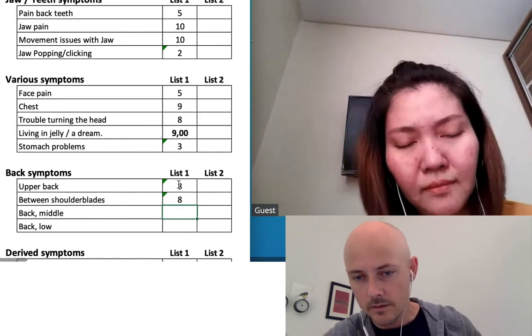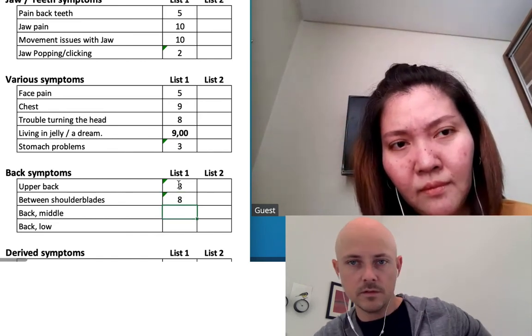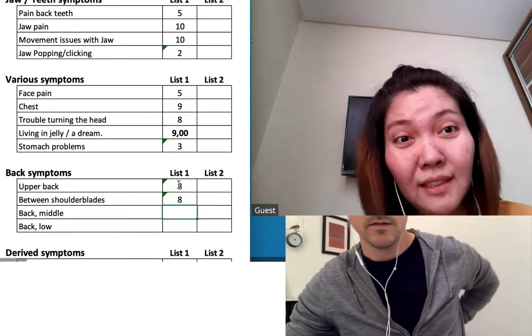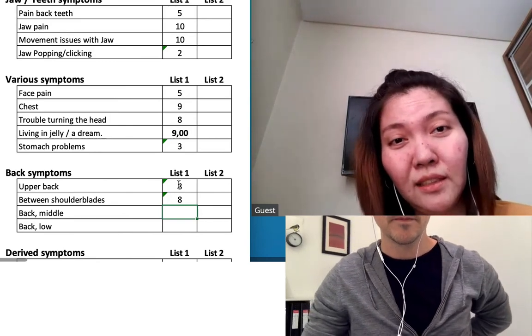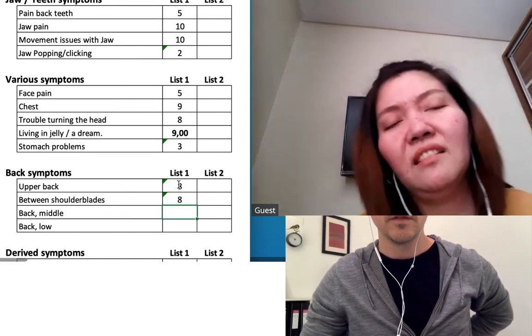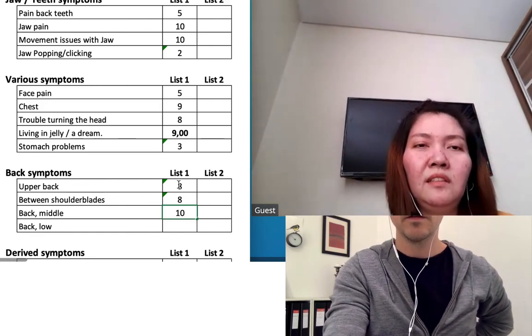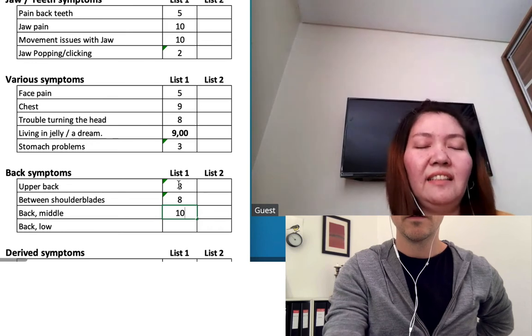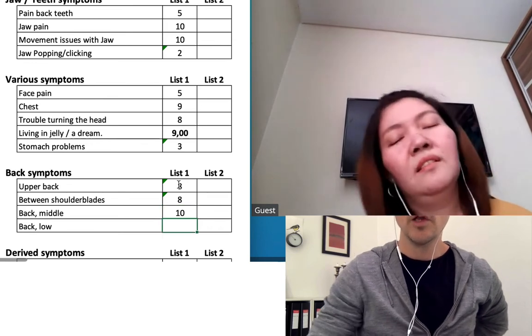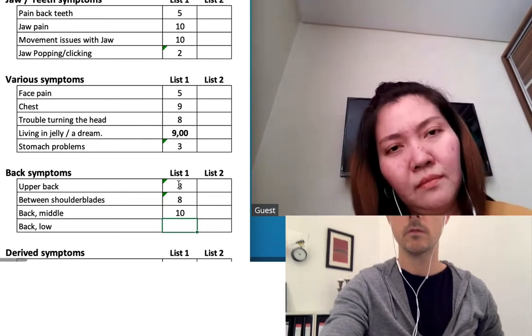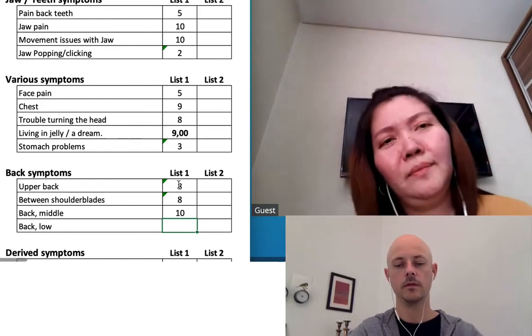And then we have pain in the middle of the back. The lower back. It's like 10. Yes. So very bad in the middle of the back, on the right side. And then we have the lower back all the way down. 10. Yes. Okay.